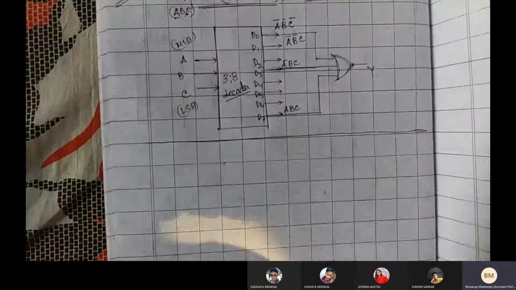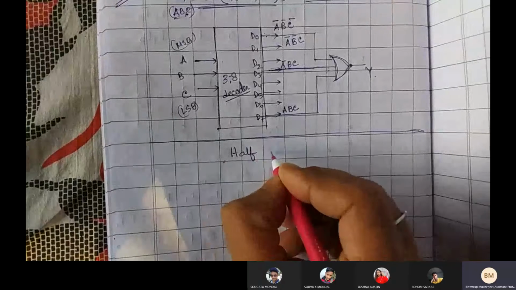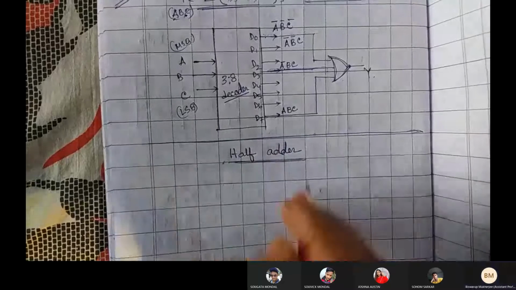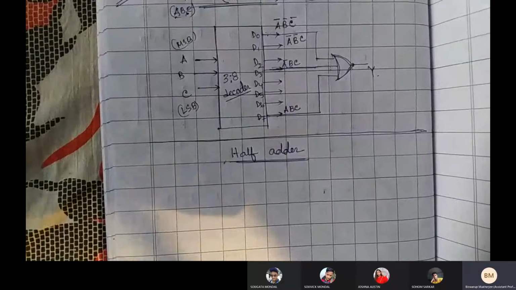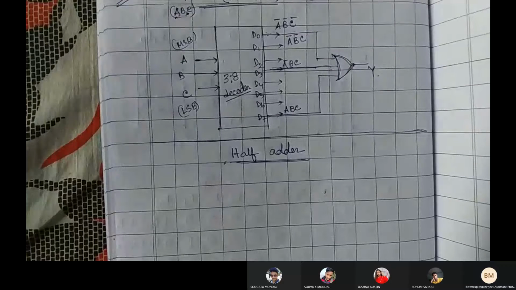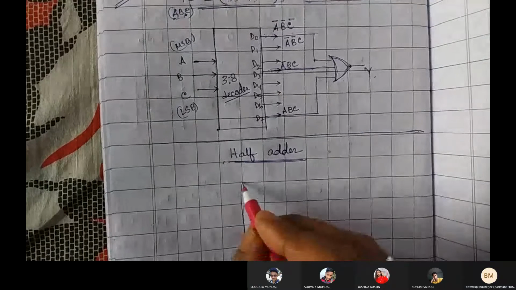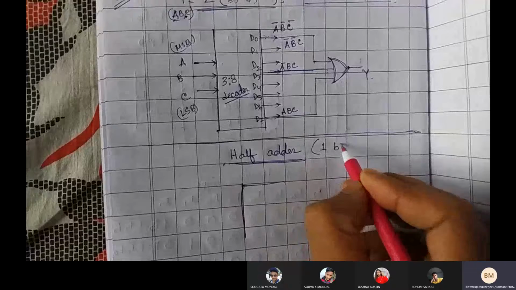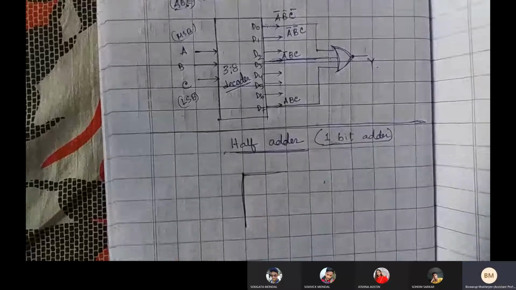Next, let us come to the next MSI chip, that is the half adder. A chip which can add is called an adder. Now, what is a half adder? Why is it called a half adder? A simple adder, these are actually called 1-bit adders.